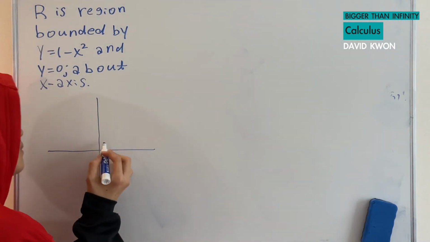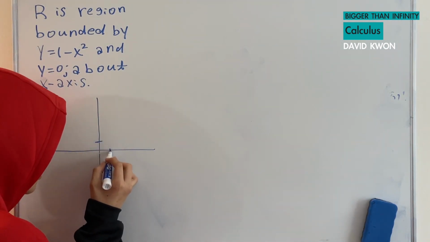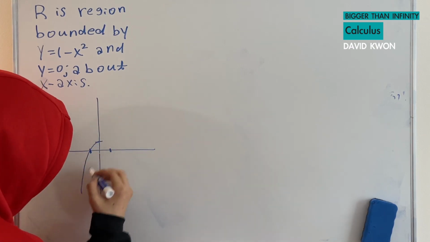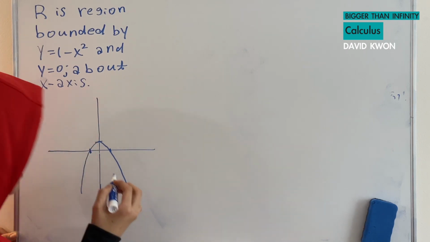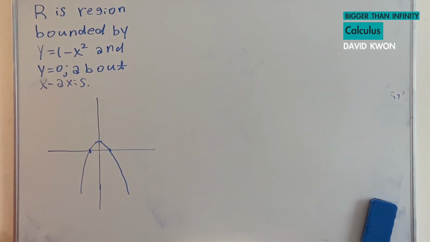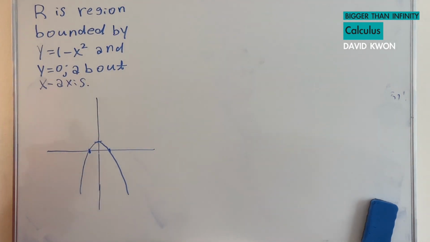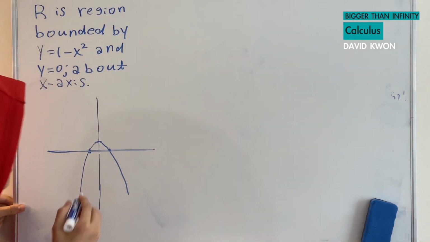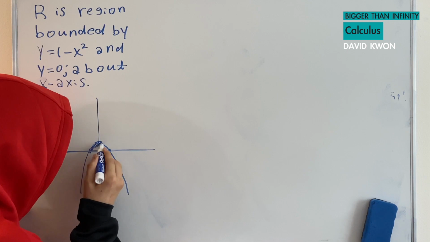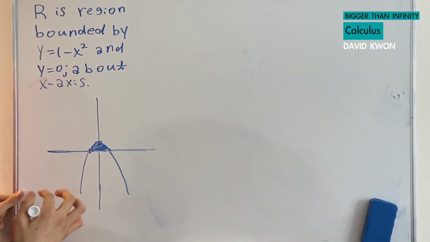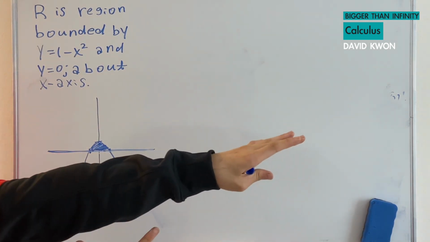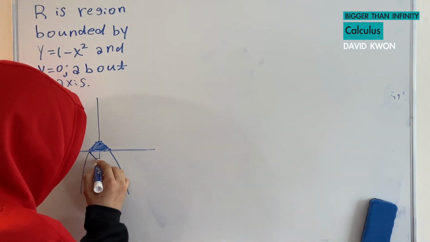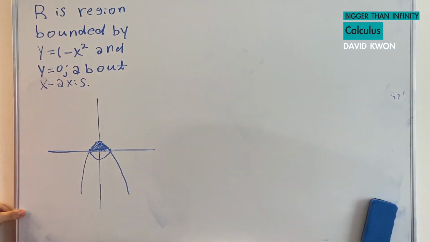squared. So this is 1, this is 1, this is negative 1. And then it looks like an upside down x squared, because it is. And then we also have y equals 0. And those are bounded together, which means this shaded portion is rotating around the x-axis, making a 3D object. And the volume is what we are going to find out.